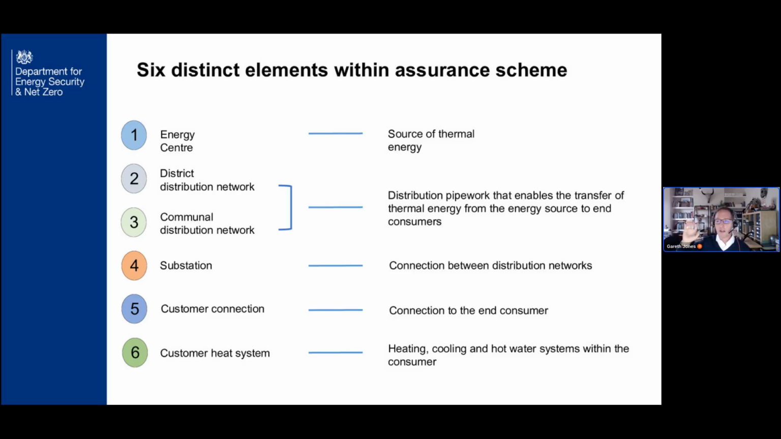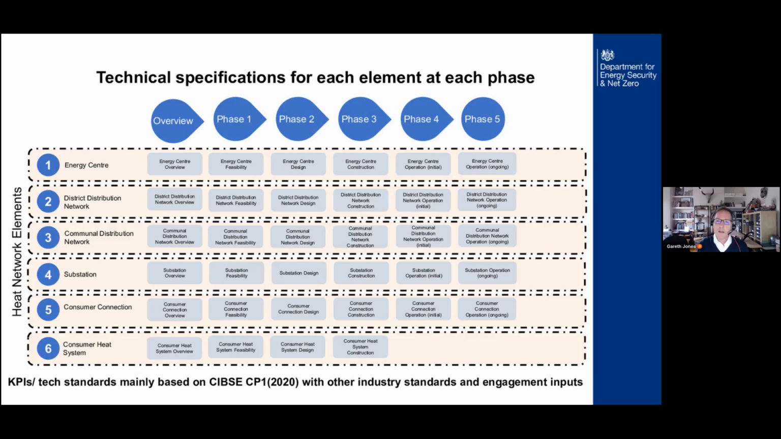On this last point, this consumer heat system is within the scheme for new build development, so new build buildings, but it's outside with regards to ongoing management regulations. So individual heating systems within dwellings, for example, are not regulated. The technical specifications, effectively we have a technical specification for each of the different elements. So for energy center, district distribution networks, communal distribution network, substation, consumer connection, and consumer heat system.